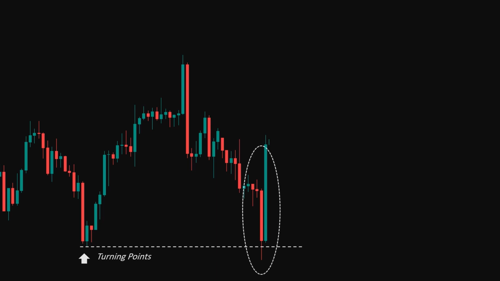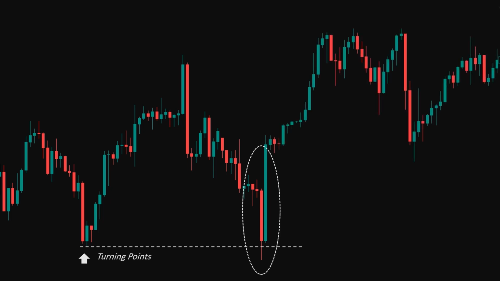Look for a spike beyond the turning point, which indicates that stop-loss orders are being triggered. This is often followed by a sharp reversal. After the liquidity sweep, wait for confirmation of a reversal, such as a strong bullish candlestick or a change in market character. Once a reversal is confirmed, enter the trade in the direction of the reversal. Place your stop loss just beyond the liquidity sweep to protect your position from unexpected moves. By following these steps, you can effectively incorporate turning points and their associated liquidity dynamics into your trading strategy.